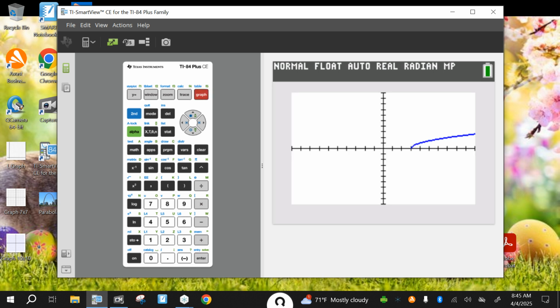And now I hit graph. Well, what happened to that graph? It went over 3 to the right. It moved right 3.